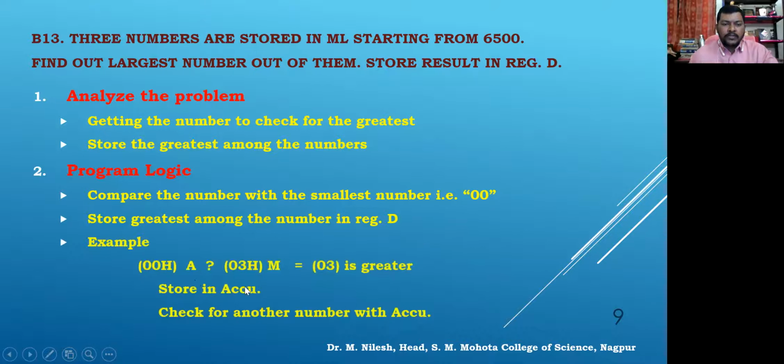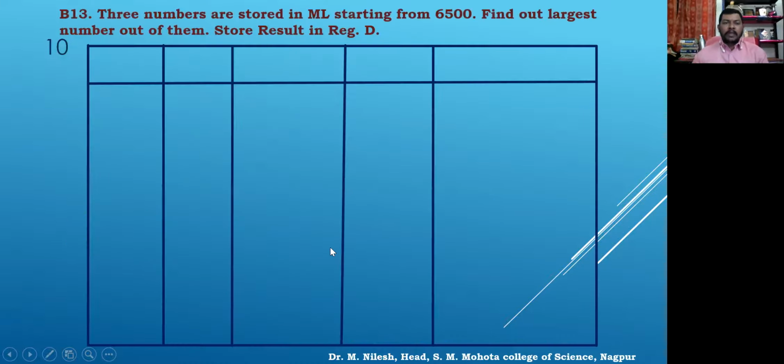For example, we have 00 kept in the accumulator, and 03 in memory. We are comparing whether it is greater or smaller. If it is greater, so 03 is greater, then store it in the accumulator. If it is not greater, then come out of the loop and repeat the step for another number. So this is the program logic that we have to continue. Let us start with the main program.